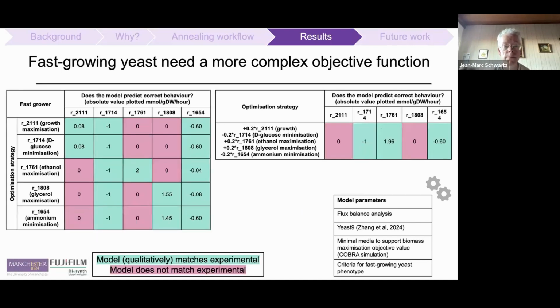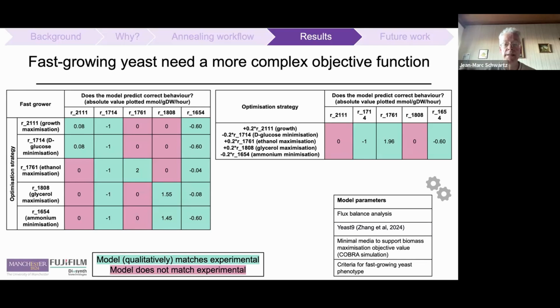But things become much more complicated when we have the fast-growing yeast. Here we need a much more complex objective function, and we can see that none of the simple objectives work. Again, green means that the output of FBA matches the experimental condition, and red means that they are not matched. For each of the 5 possible single objectives, there's never a completely green line, which means there are always at least 1 or even 2 criteria which are not properly met.